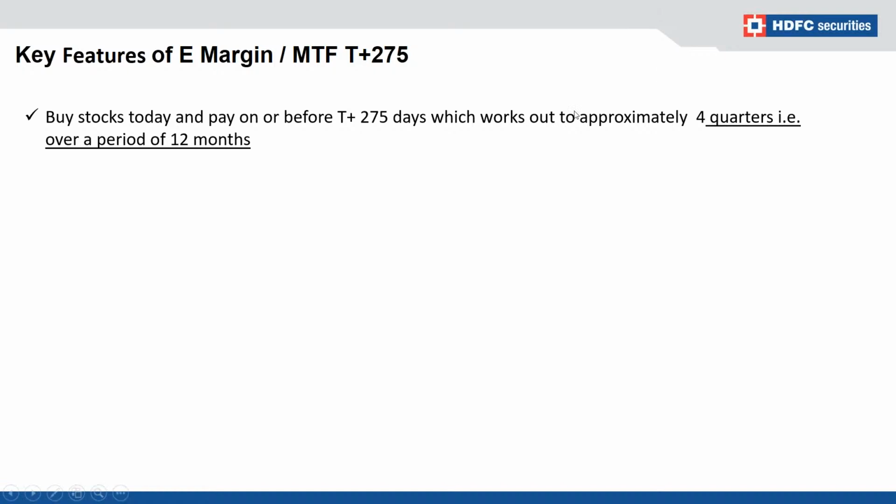Now, when we talk about eMargin, buy stocks today and pay on or before 275 days, which means I as a customer, if I want to buy some stocks, for example, Titan, I would buy stocks today. I may sell it after a few days once I make profit as an investor. But here I want to buy some stocks, and I feel the stock will definitely give me better returns, but I have only limited cash. Here I will be able to buy today and pay on or before 275 days, which works out to be approximately a year. Hence, the topic of the webinar says buy now and pay later.